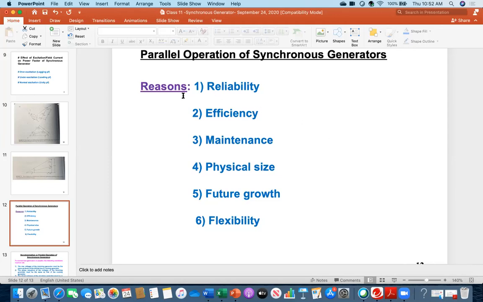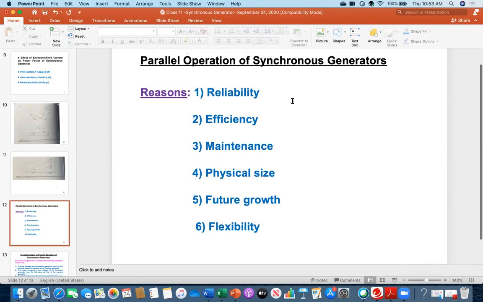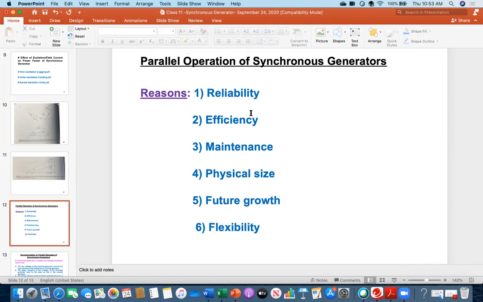Here you see, I have written down those reasons, the 6 bullet points. The question I will be asking you is, what are the reasons for connecting synchronous generators in parallel? I mean, why do you need multiple generators? The reasons are reliability, efficiency, maintenance, physical size, future growth, and flexibility. Let me explain this, then you will get it.